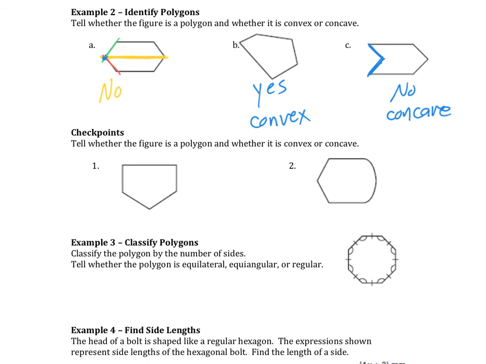Okay, and then the checkpoint we'll run through them together quick. Tell whether the figure is a polygon and whether it's convex or concave. Number 1 is yes, it is. And are there dents? No, so we would call that one convex. And lastly, checkpoint 2, since there's a rounded edge, that's not a segment, so the answer is no, it's not a polygon, because polygons have segments, not rounded edges.